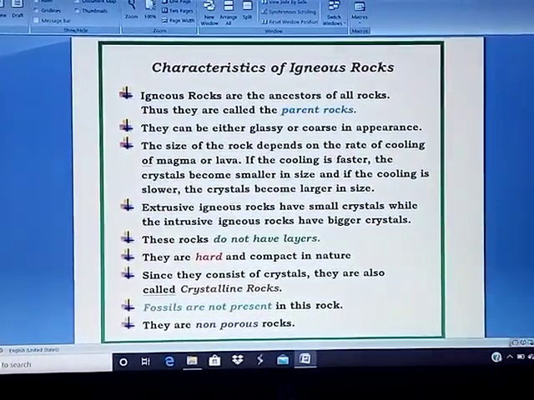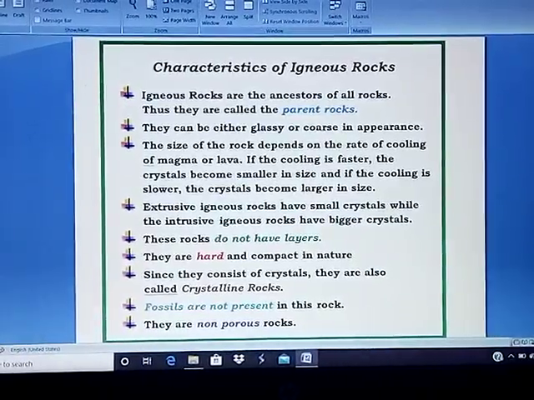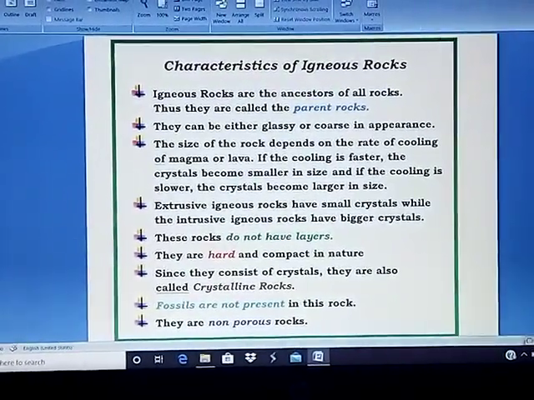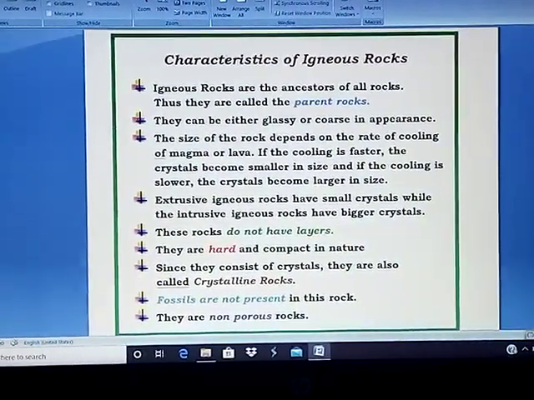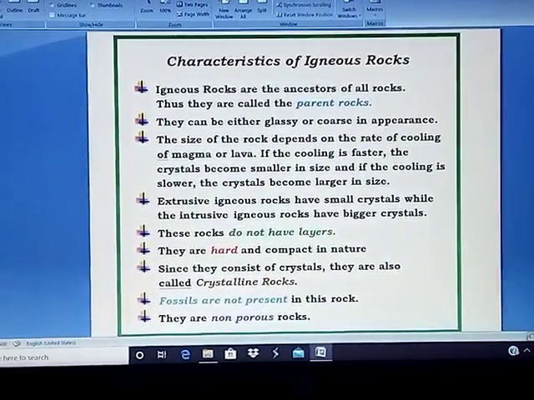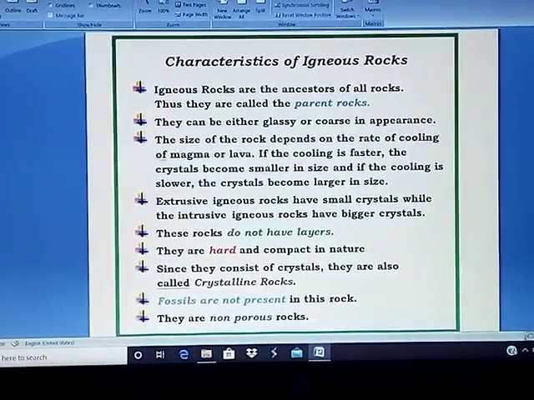Igneous rocks are the ancestors of all rocks. That means in the beginning there was a rock that was igneous rock, and thus they are called the parent rocks.